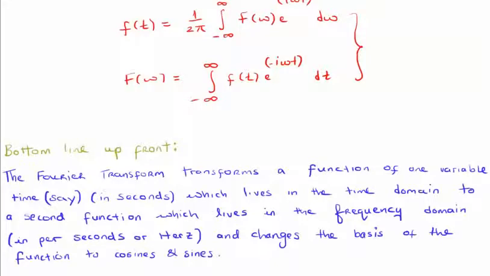The bottom line up front about the Fourier transform is that it transforms a function of one particular variable, let's say time, which might be measured in seconds, and this would live in the time domain, and it would be transformed into a second function which lives in the frequency domain and would be measured in per seconds or hertz, where the input function was one of time. And also the Fourier transform changes the basis of your function to one of cosines and sines.